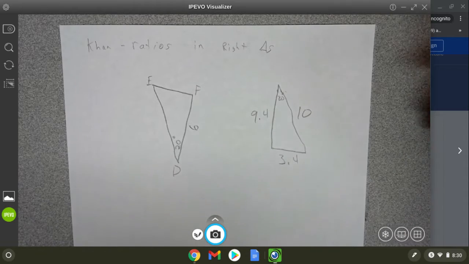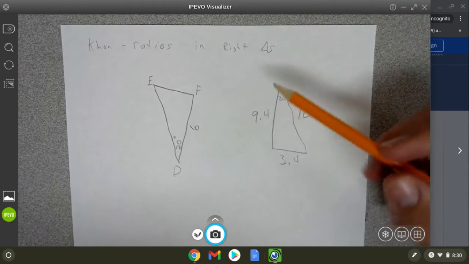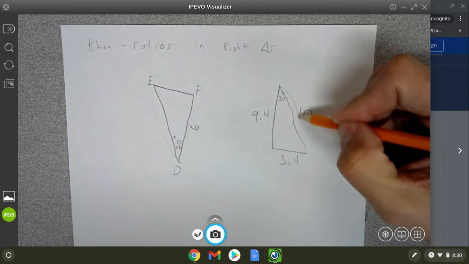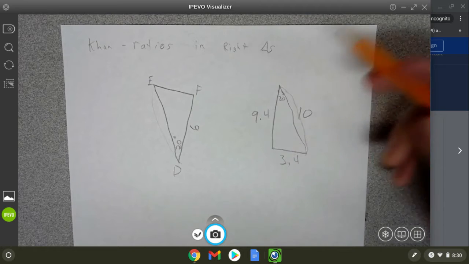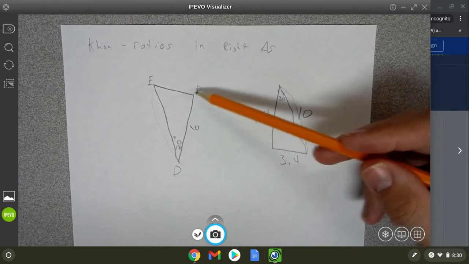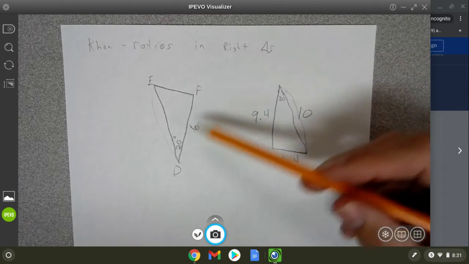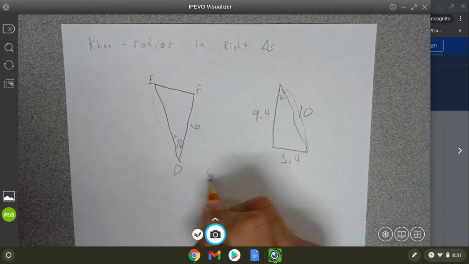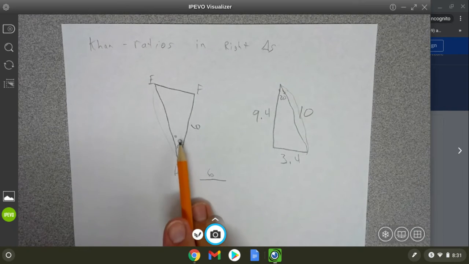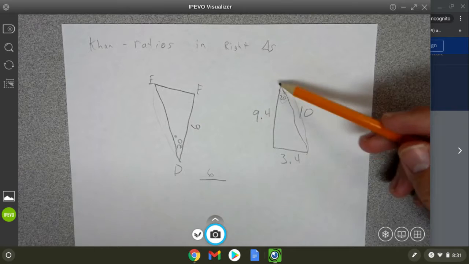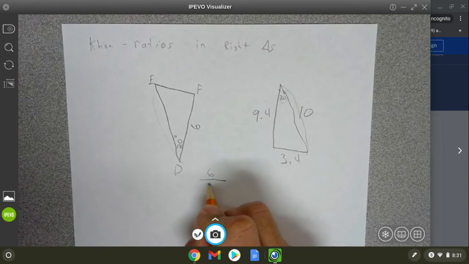All right, so notice that this side here, ED, is our hypotenuse, and so is the 10. Now, I'm not going to be able to use that because I don't know the hypotenuse on this side. So what I'm going to do is use this longer side, the FD, or the one that's adjacent to 20. So I'm going to say the ratio of 6 to 9.4, again, it's the one that's adjacent to 20, the longer leg.